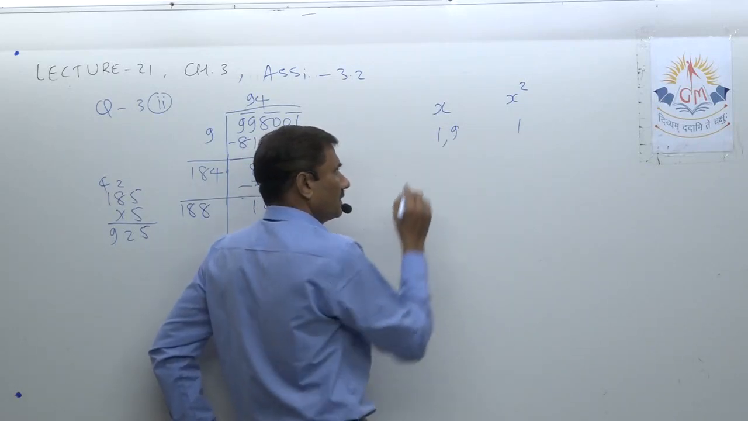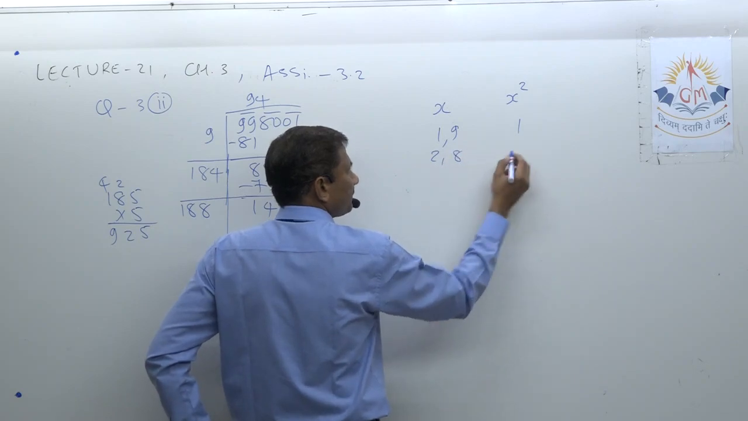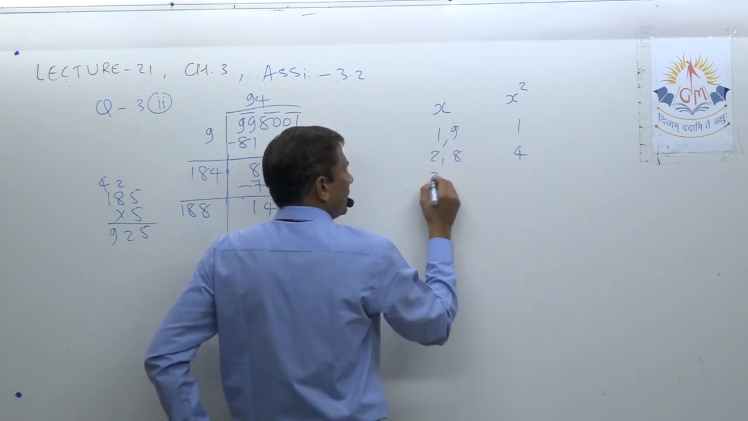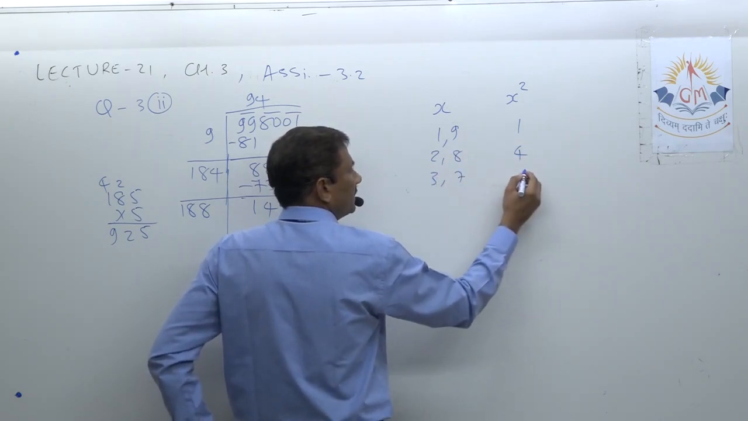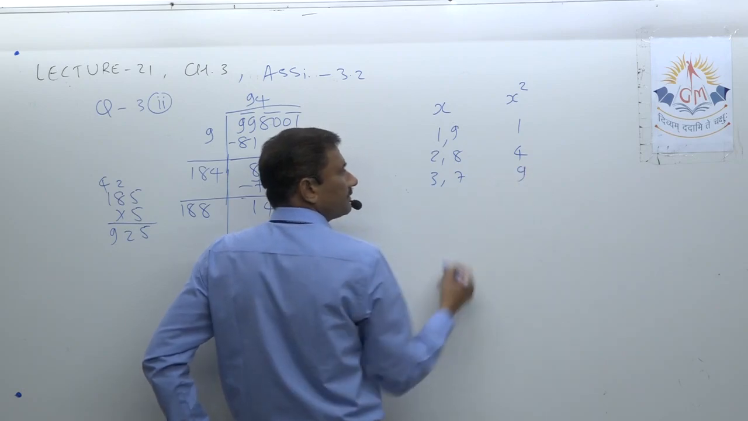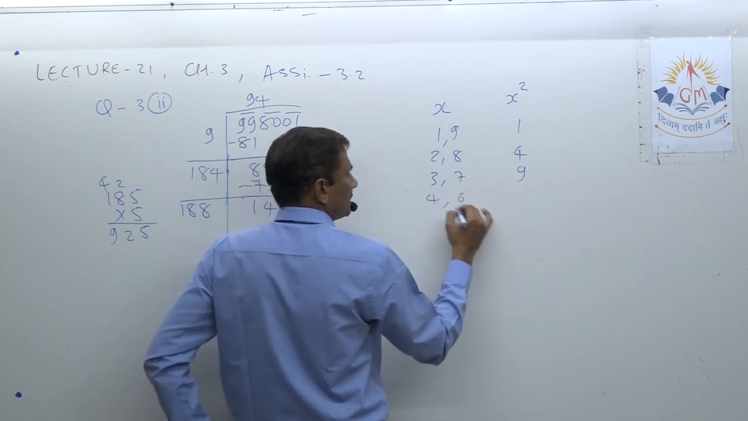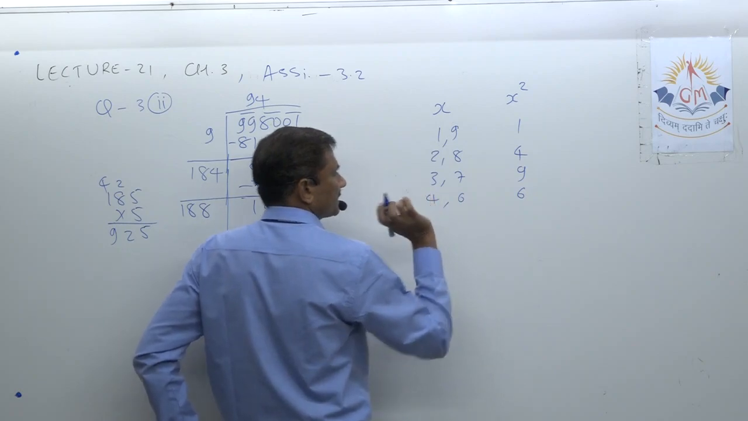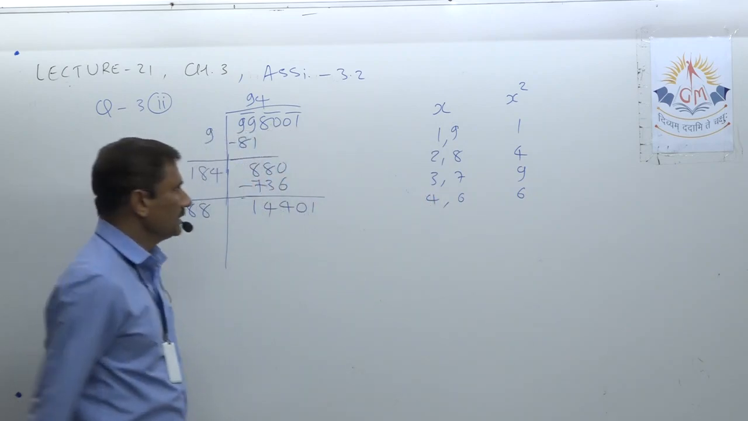Here the unit digit will be 1. If 2 and 8, then 4. If 3 and 7, then 9. If 4 and 6, then 6. Okay, so remember this pair.